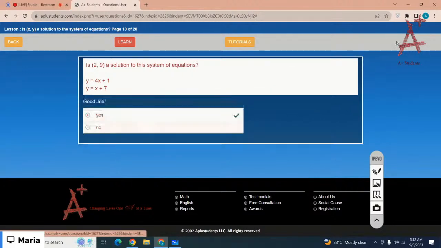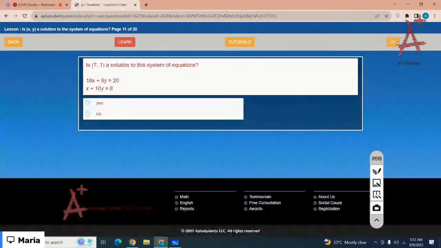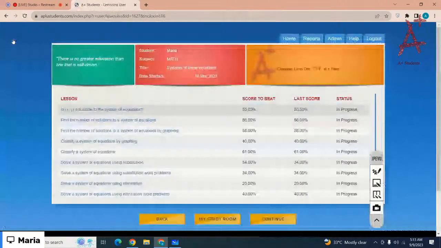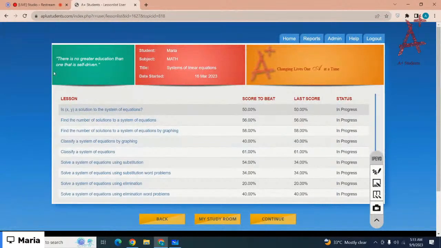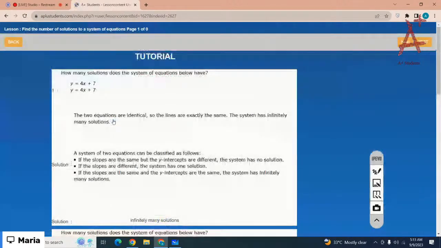Okay, you can complete the lesson by yourself later today. Let's just start with the next lesson, and the next lesson is: find the number of solutions of a system of equations. So we can simply find how many solutions the equations have, right? Let's just start with the example.